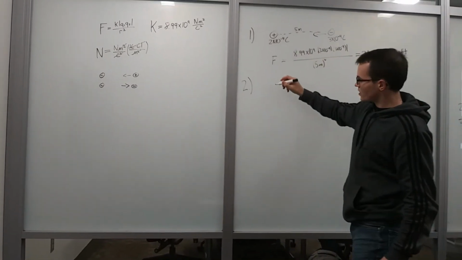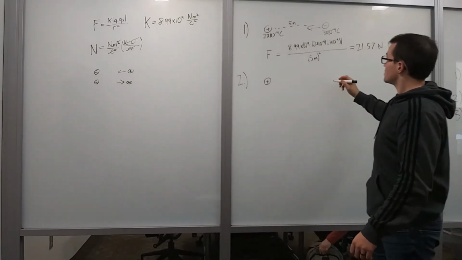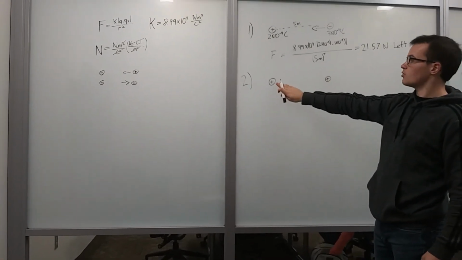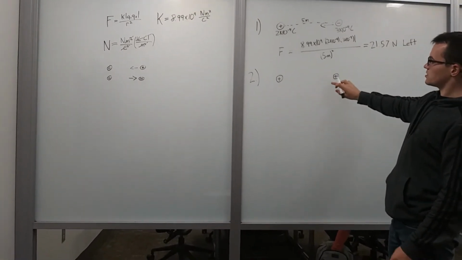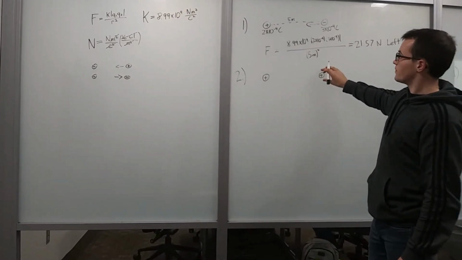So it'll be very similar. Say we have another positive charge here, but a positive charge over here as well. Again, this is fixed, this one can't move. We're going to be calculating the force experienced and the direction of the force for this one.